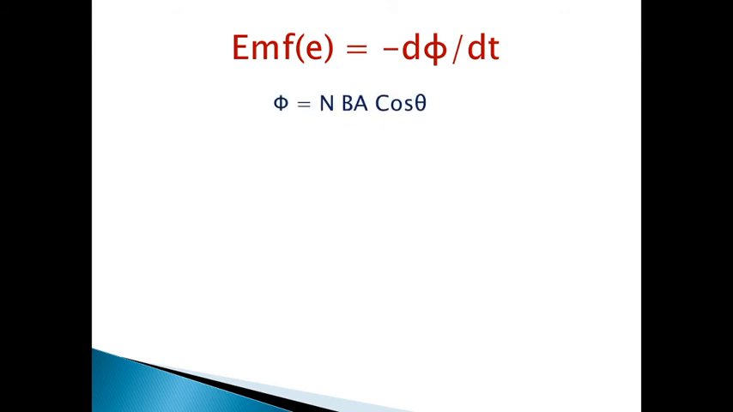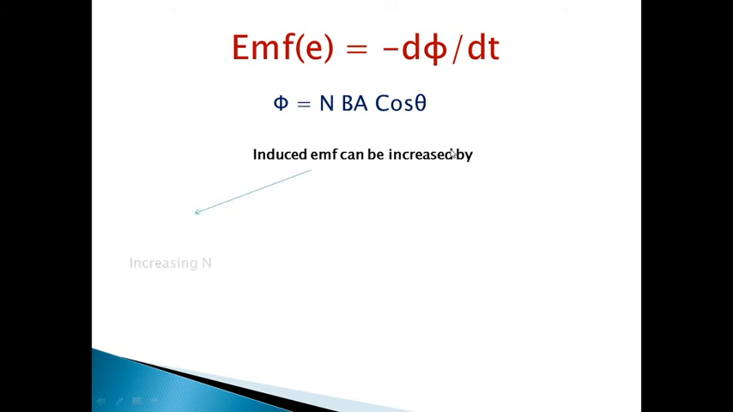Now EMF is equal to minus d phi by dt. We know the formula for flux phi is equal to B dot A, which is BA cos theta, where theta is the angle between B and A. If you have N number of turns, then NBA cos theta. Now, how can you increase the induced EMF? Phi depends on N, B, A and theta. So to increase the induced EMF, you have to increase d phi by dt, so you have to change this at a faster rate. Either you can decrease time, that means move the coils faster, or you can increase the number of turns, the magnetic field, the area of cross section, or theta.